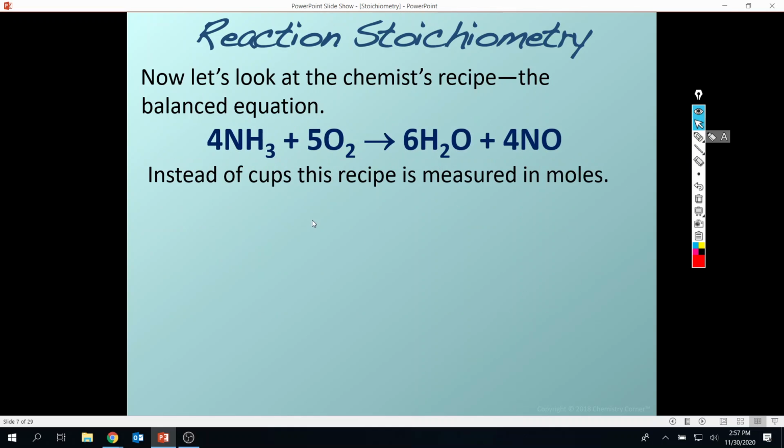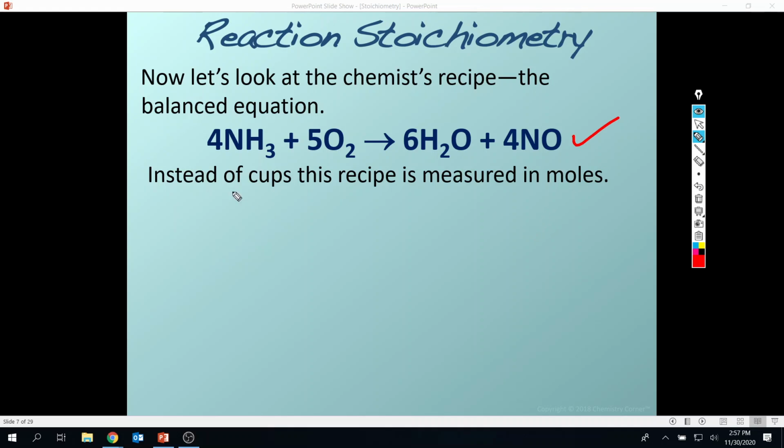Now, in this case, we've got 4 ammonia molecules, plus 5 oxygen molecules, makes 6 water molecules and 4 nitrogen oxide molecules. First of all, let's check and see if this is balanced. 4 nitrogen, 12 hydrogen, 6 times 2, 12 hydrogen, 10 oxygen: 6 oxygen plus 4, 6 plus 4, ooh, that was close, 10 oxygen. So it is, in fact, balanced. Let's put a little check mark by that.